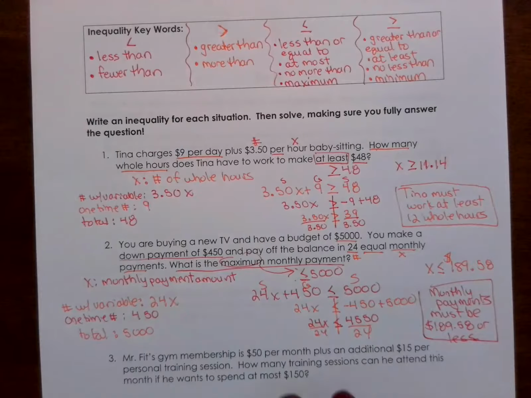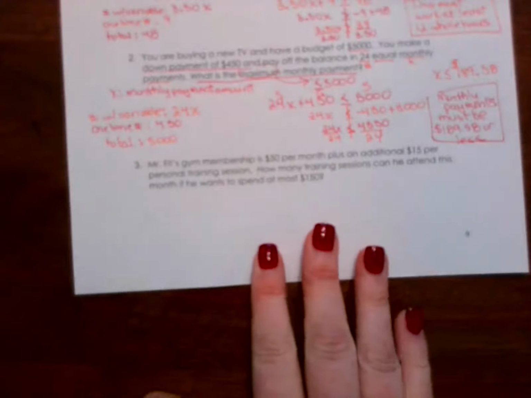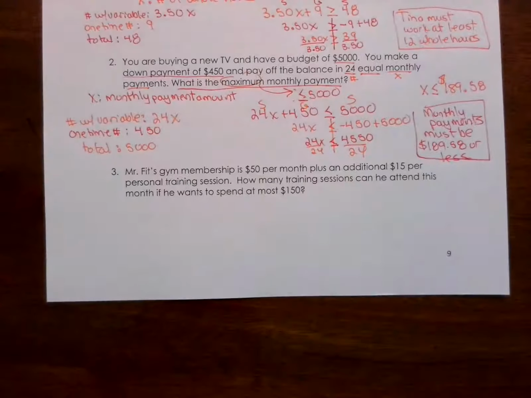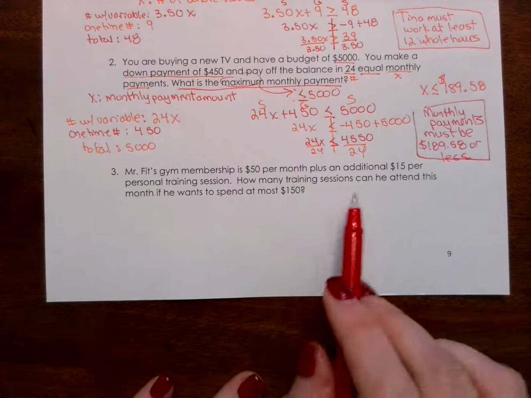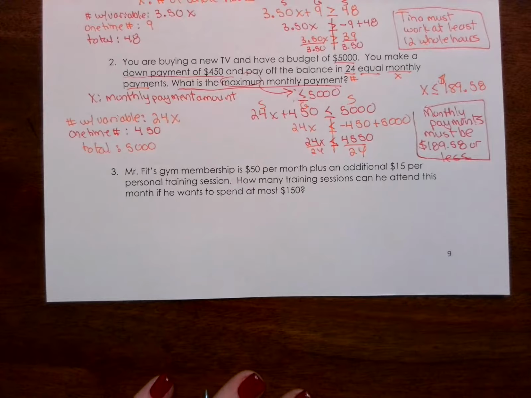Welcome back. Let's look at number 3. We're still on page 9. I'm just going to get this moved up here a wee bit. So here we are at Mr. Fitt's gym membership is $50 per month, plus an additional $15 per personal training session. How many training sessions can he attend, I guess Mr. Fitt, this month if he wants to spend at most $150?